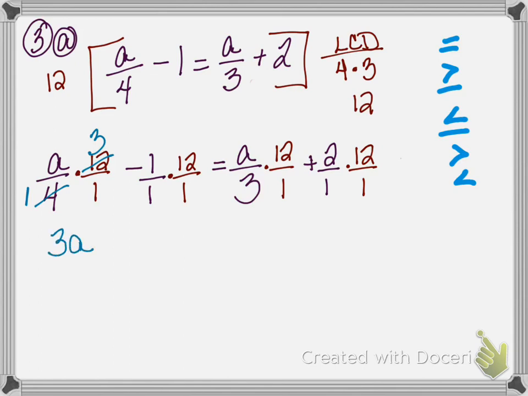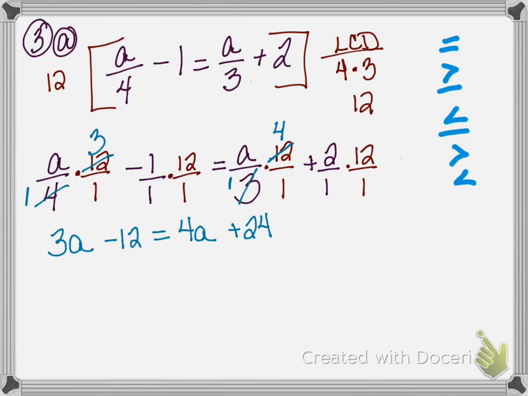Then I have negative 1 times 12, and that's just negative 12. Okay? Then on the right-hand side, I've got a 3 in the denominator. 3 goes into 3 one time. 3 goes into 12 4 times. So now I'm left with 4a. And then I have 2 times 12, which is 24. Okay? So now I have a linear problem that I'm solving.